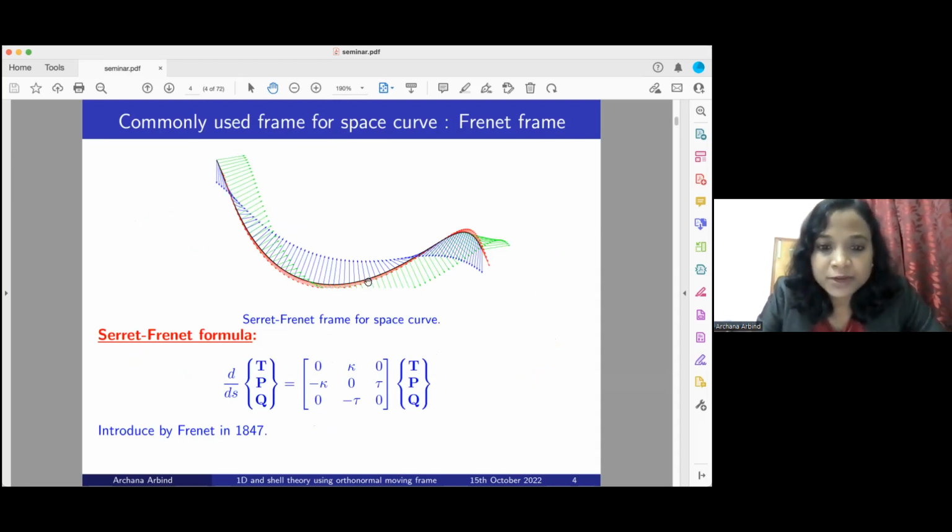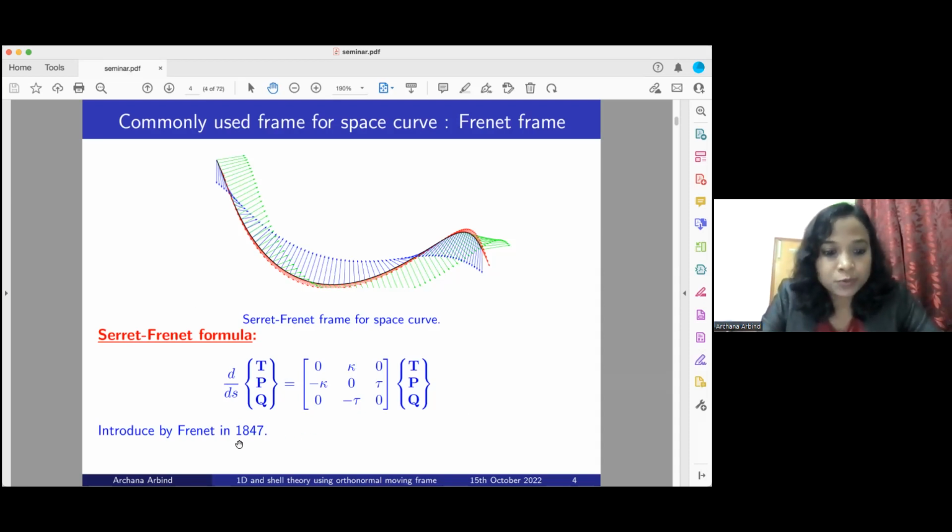It is a local frame. At each point there is an orthonormal triad, where T is the tangent, and P and Q are the normal and binormal, and it varies along the curve by this rule. This is called the Frenet formula, where S is the arc length coordinate, K is the curvature, and tau is the torsion. This is pretty old.